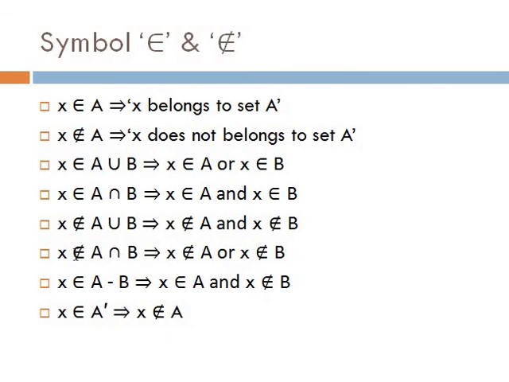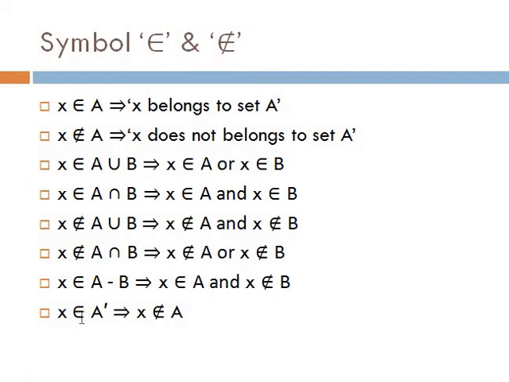For X does not belong to A intersection B, that implies X does not belong to A or X does not belong to B. So for the belongs to symbol, union means or, and intersection means and. For the not belongs to symbol, union means and, and intersection means or. Now X belongs to A minus B means X belongs to A and X does not belong to B.